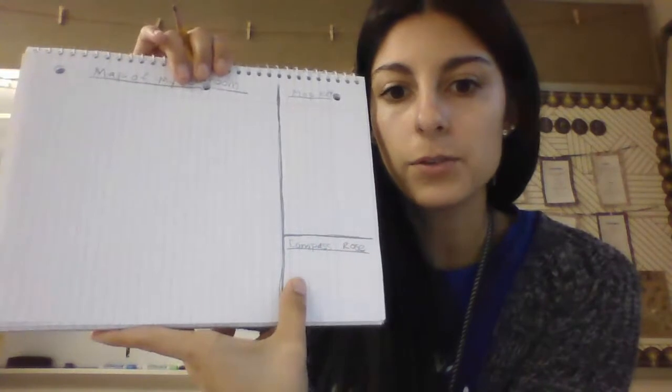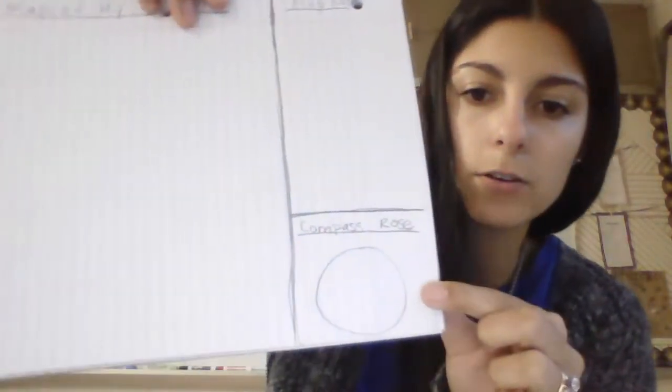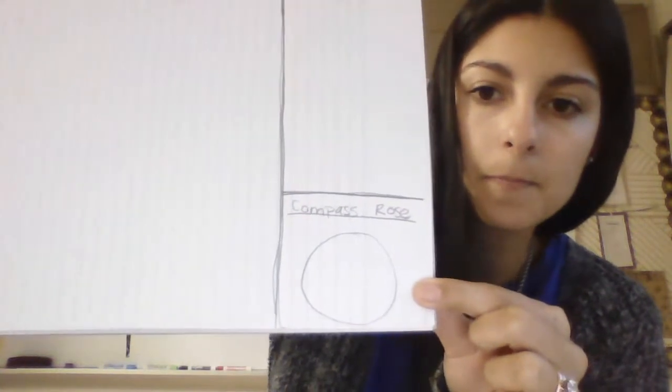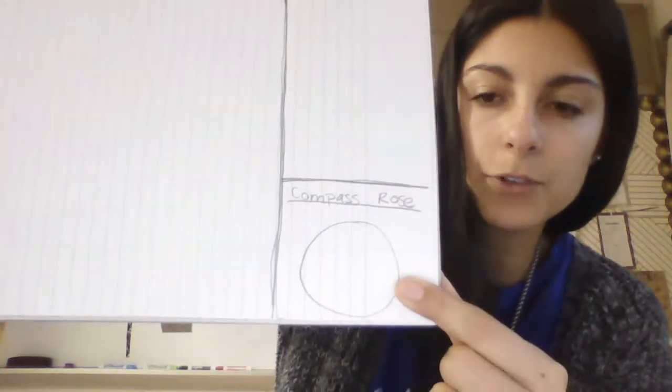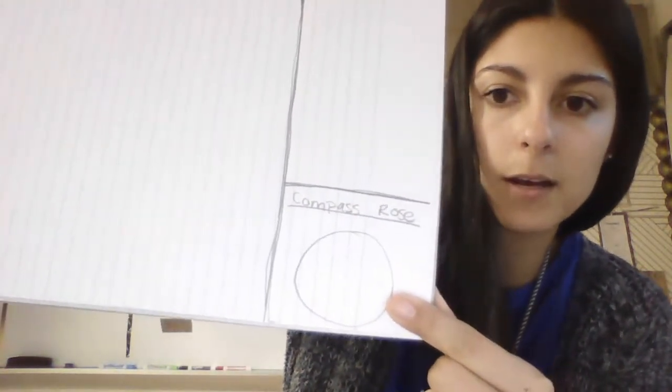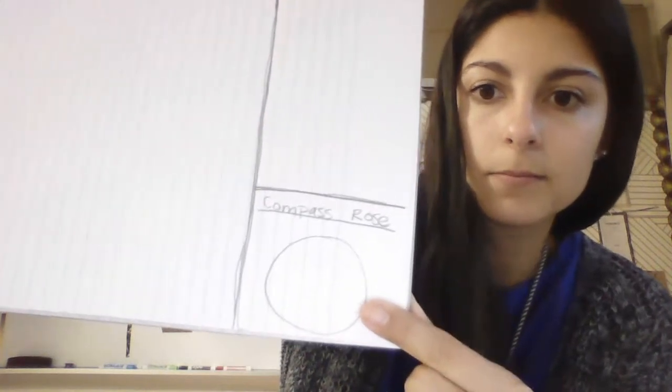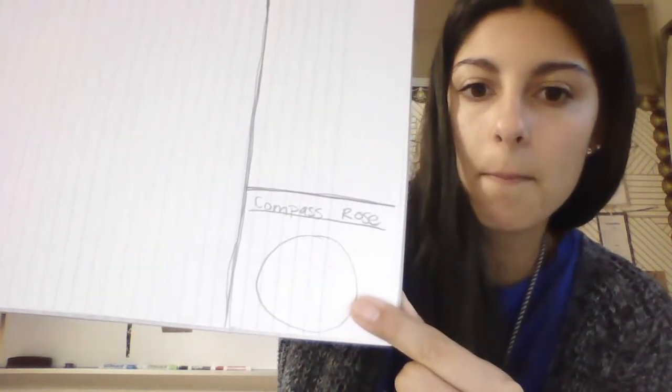We need to draw a compass rose. So how do you draw a compass rose? Well, you start by drawing a circle. I'll show you. You draw a circle. Should fill up that whole box pretty much. See how my circle fills up my box? Here's my circle. Draw a big circle. Press pause. Draw it. Then press play.